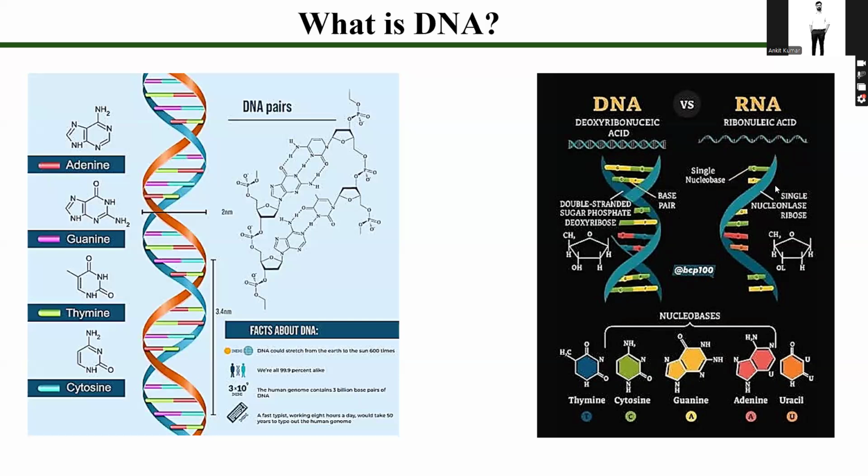And RNA is basically a single nucleotide strand, made up of ribose sugar, and these are the nucleobases: adenine, thymine, guanine, uracil. But in RNA, in place of thymine in the DNA, you will see uracil, right? All of these are just structural details that you can read from any textbook. I am not going into the details of this right now.